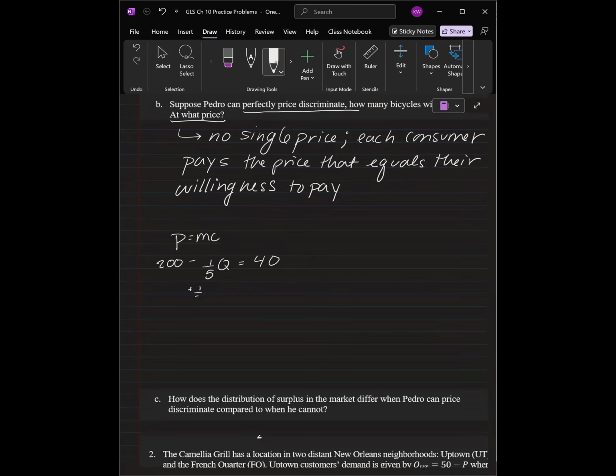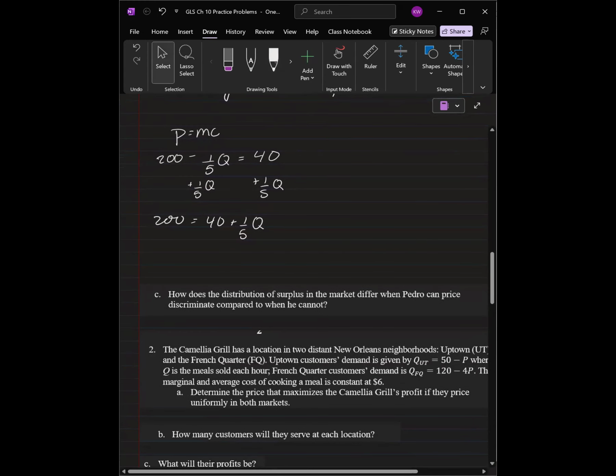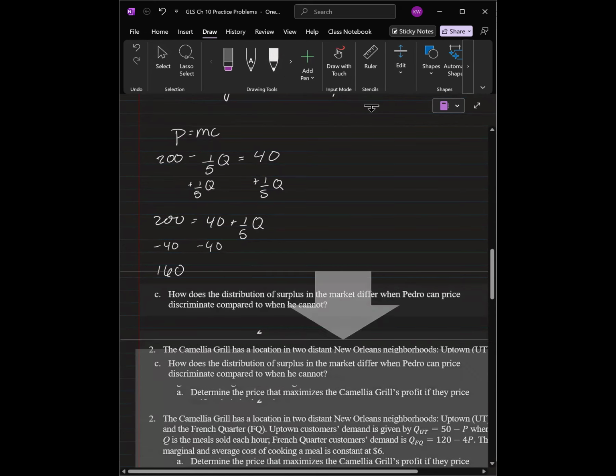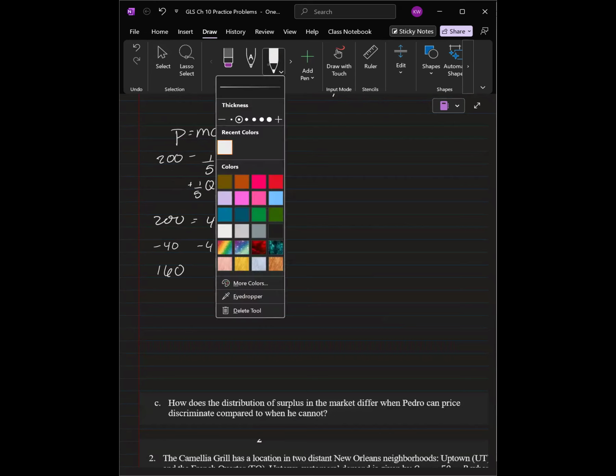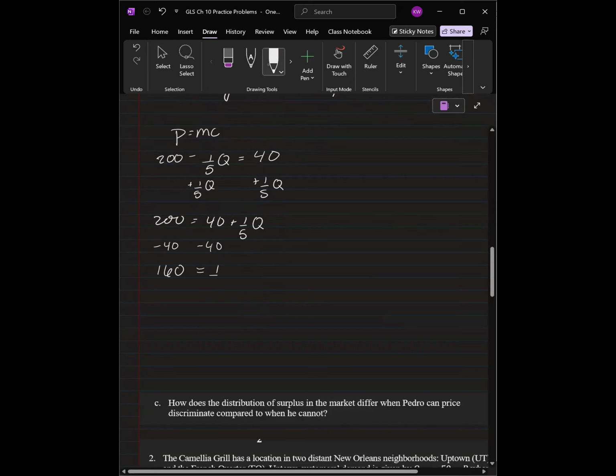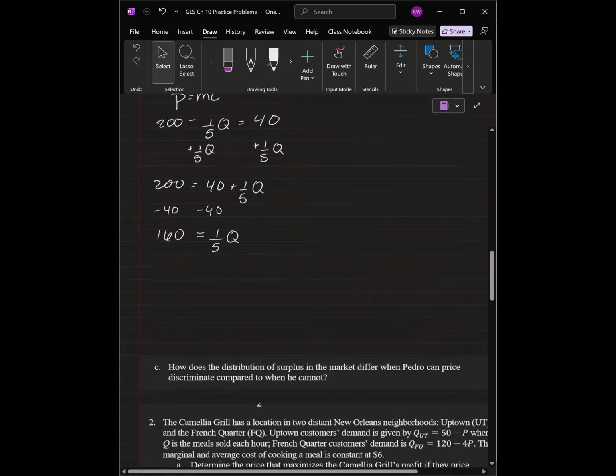So we'll add 1/5 times Q to both sides. That gives us 200 equal to 40 plus 1/5 times quantity. From there, we're going to subtract 40 from both sides. So that's going to give us 160 equal to 1/5 times Q. And then we're going to multiply both sides by 5 to get rid of that 1/5 on quantity. So we get 160 times 5.